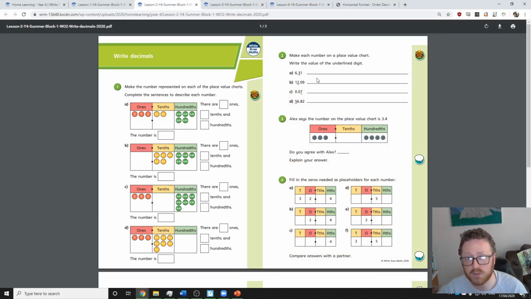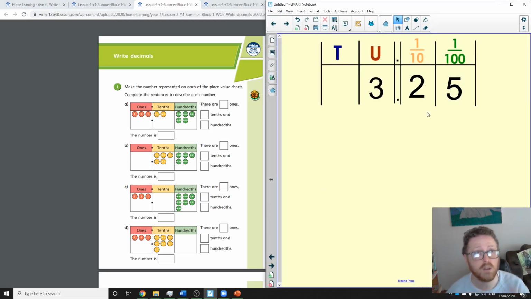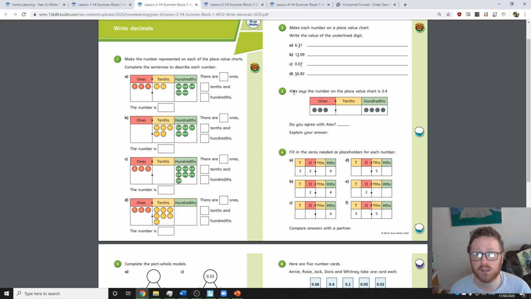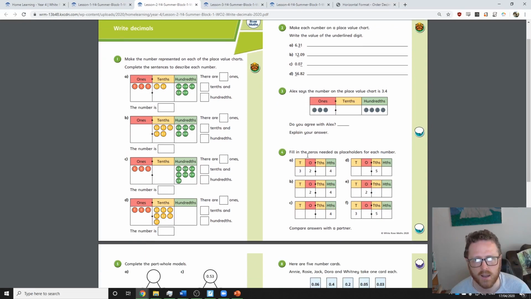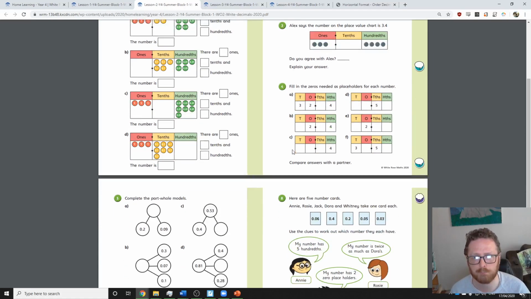I'm going to leave you to do the other ones on your own. Now, here it says make each number on a place value chart. So again, draw yourself one of these. It's going to be super useful for you to use your place value grids as you go on. Again, this time Alex is saying something. You've got to agree or disagree. You've got some fill in the zeros needed as placeholders. So I've just used some placeholder zeros, and you need to see if you can put the zeros in the places where you need to put a zero in.